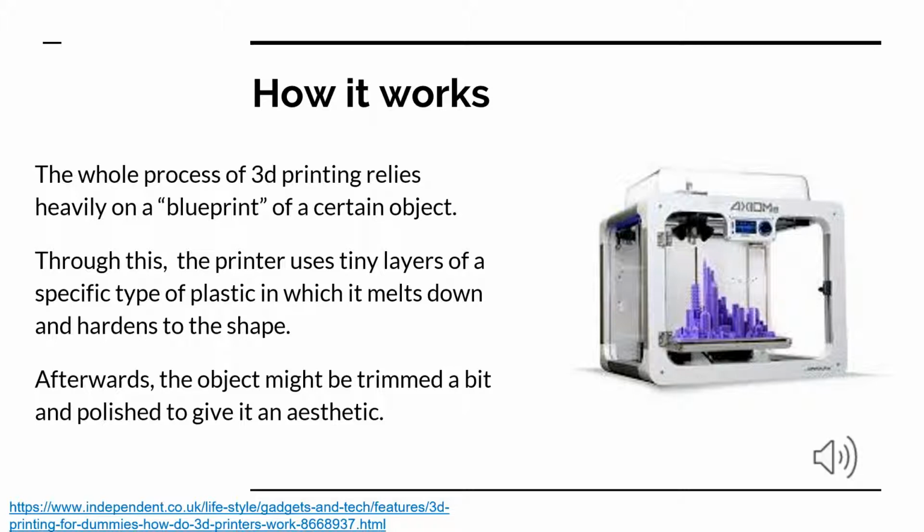Through this, the printer uses tiny layers of specific plastic, or sometimes a specific type of molecule, which it melts down and hardens to the shape, and it hardens based on ultraviolet light. Afterwards, the object might be trimmed down or even polished, or sometimes even sanded to give it a matte effect. But also, the object could just be done in which that certain plastic gives it the color.